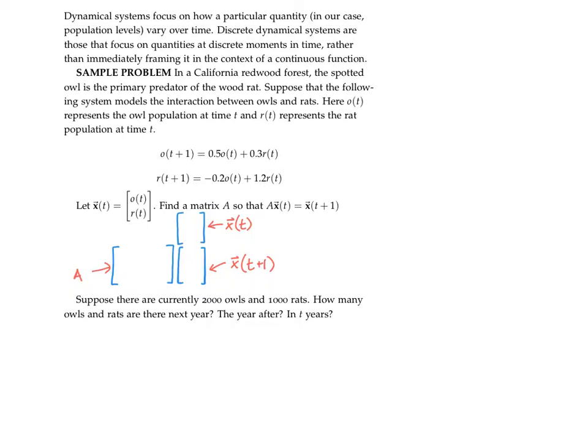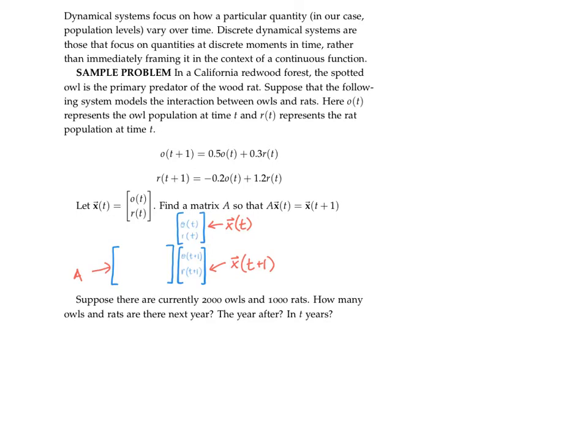What I've done here is I've just drawn a diagram of matrix multiplication. This statement that A acting on x of t should give us x of t plus 1 is basically written right here. Here's my matrix A. It acts on x of t up here, and it generates x of t plus 1 right here. Let's fill in the various components of x of t and x of t plus 1.